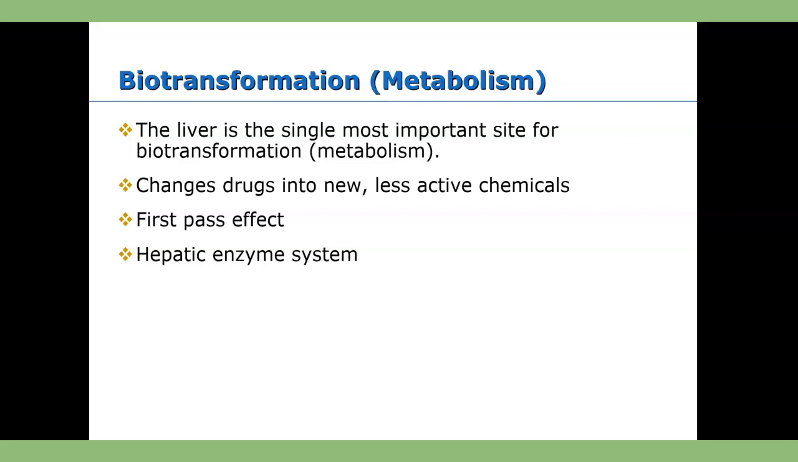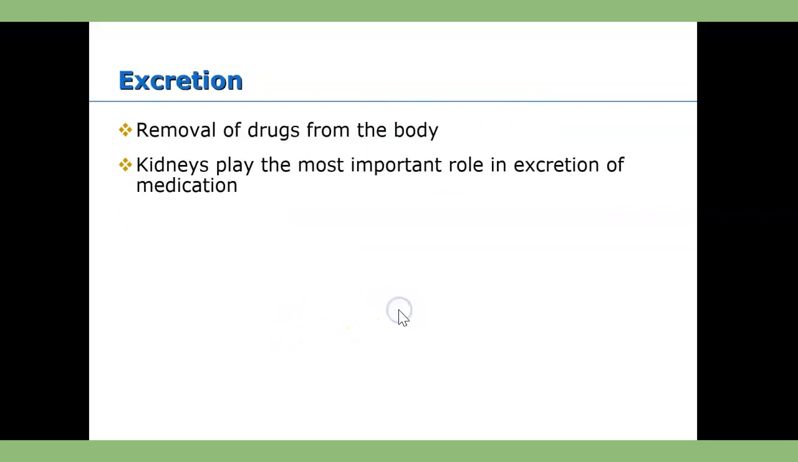Metabolism. So the liver is the most important site, and we call biotransformation metabolism. So this is when it changes into less active chemicals. We talked about that first pass effect. So it's broken down. There's enzymes that are released from your liver, and the drug is broken down. So again, orally, by the time it's broken down, it's much less in your body, which is why you need a higher dose. But all drugs are broken down in some form or another.